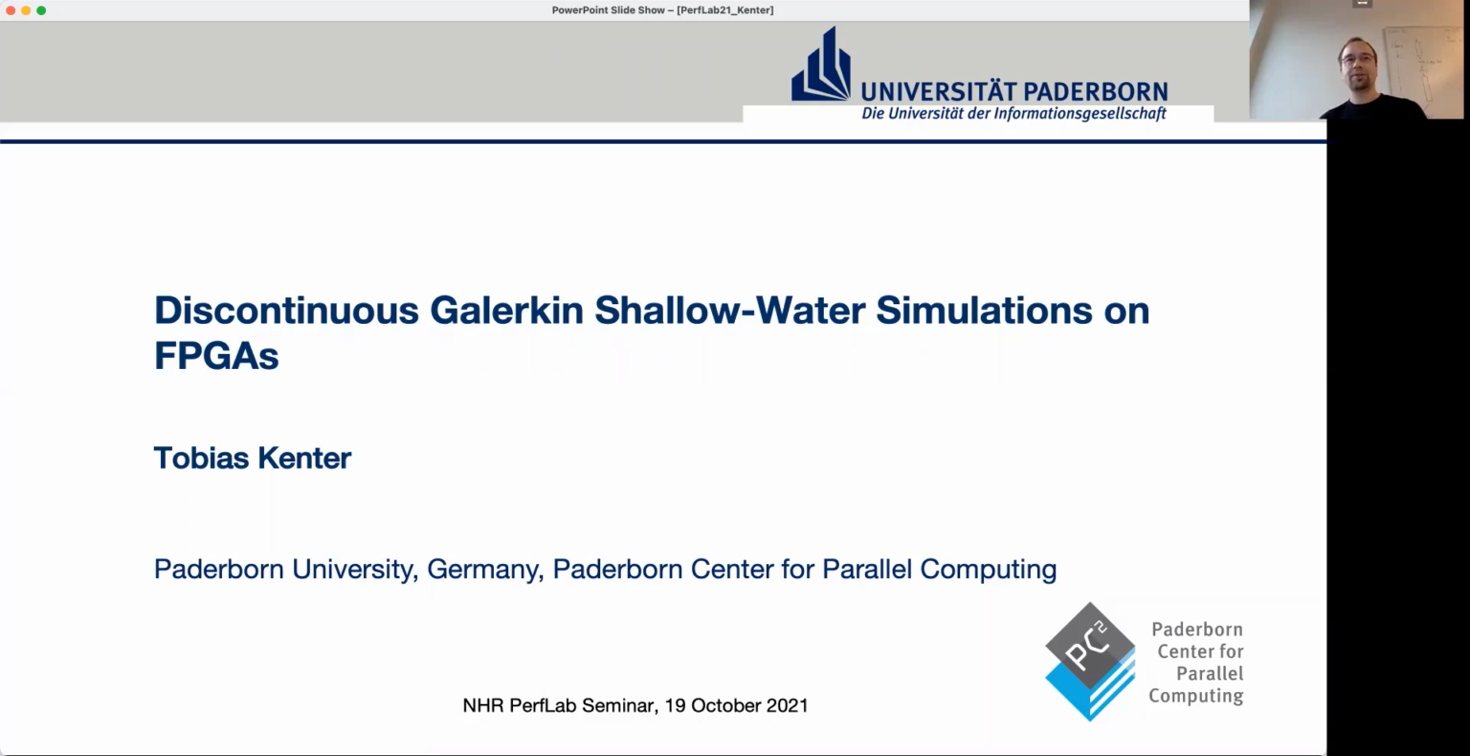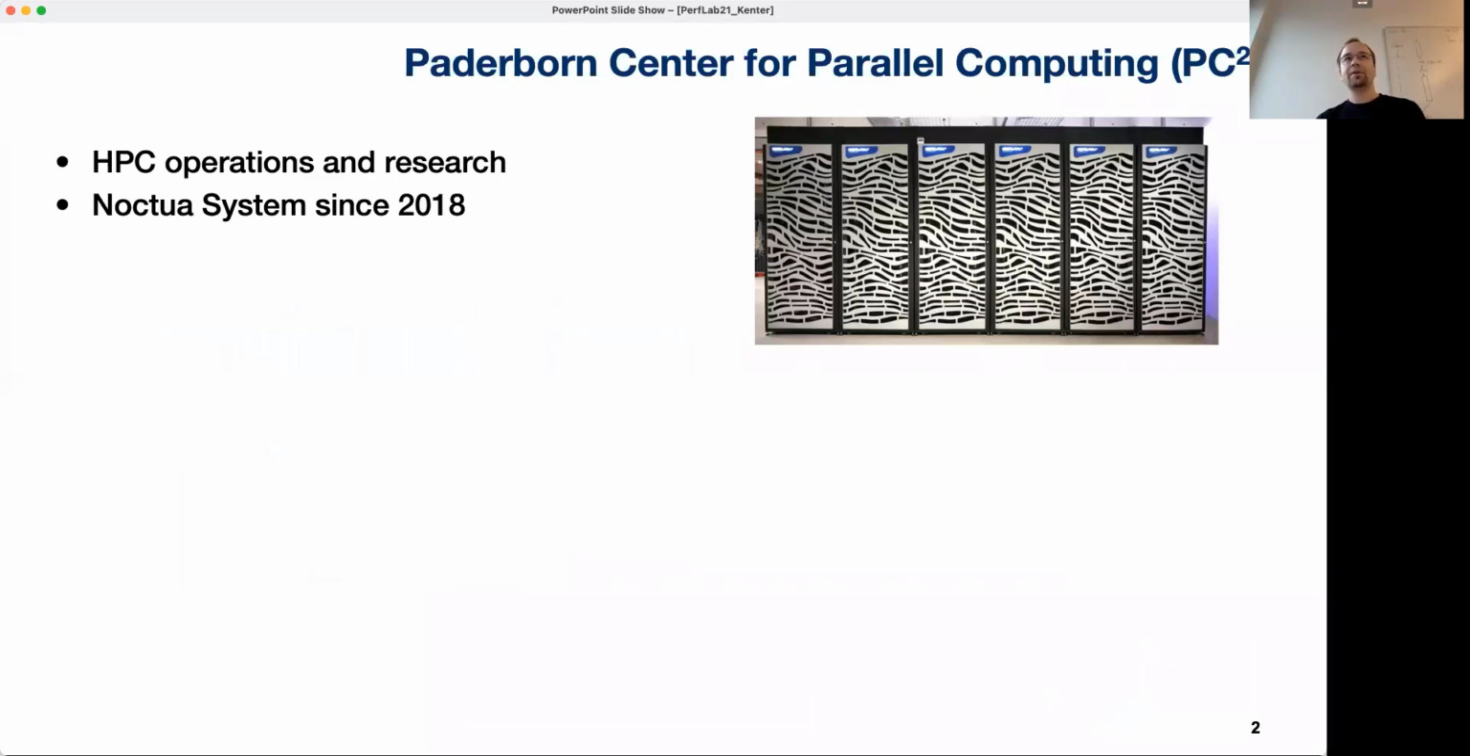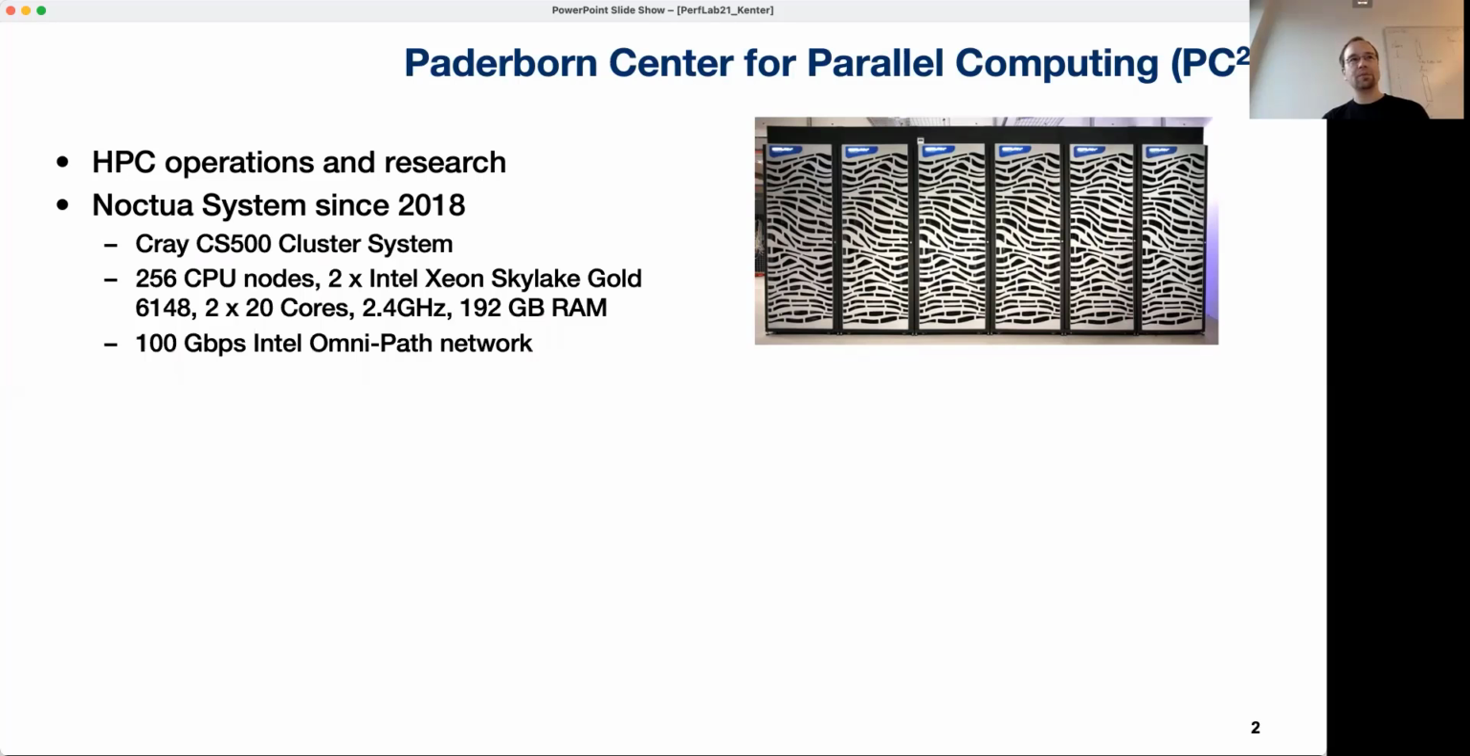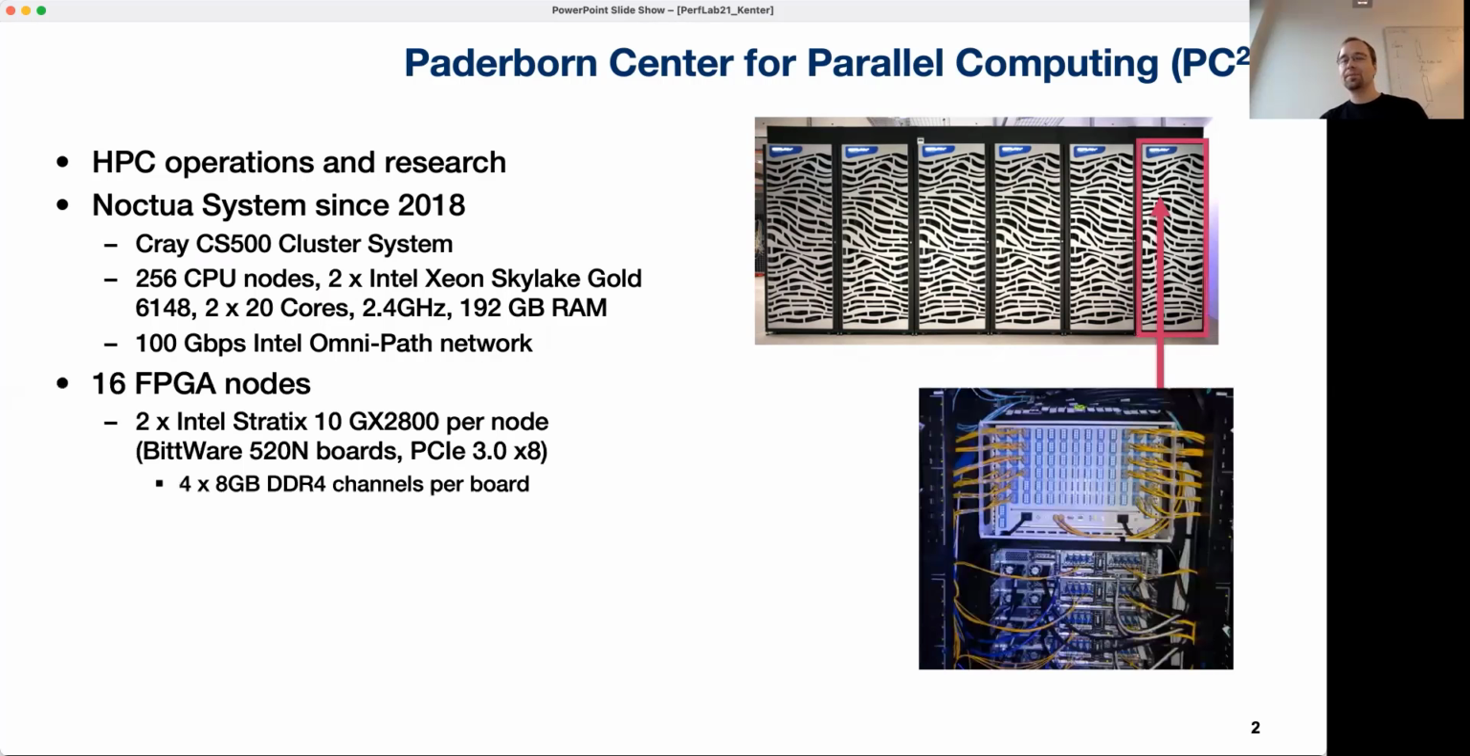Before I start with the actual content, I want to briefly introduce the system we are targeting here. It's PC Square, the Paderborn Center for Parallel Computing. We are operating the Noctua cluster since 2018. Most of the system is a pretty standard CPU cluster, but in the rightmost rack, there are 16 FPGA nodes.